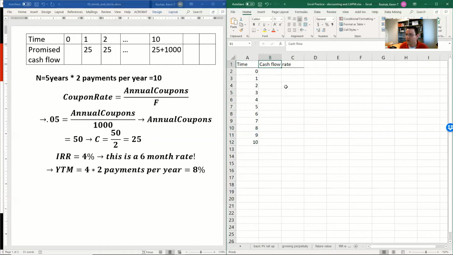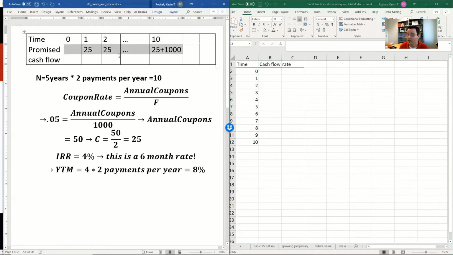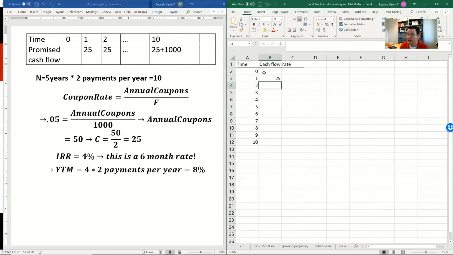Okay, so we already did this. What are the cash flows? I'm just going to copy what we had in the Word document here. You're getting $25 every period. Fill that all the way down until maturity, in which case you're getting the $1,025.